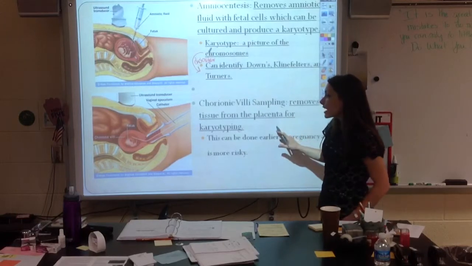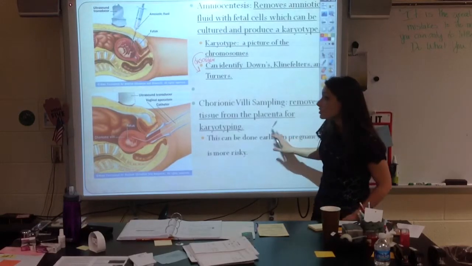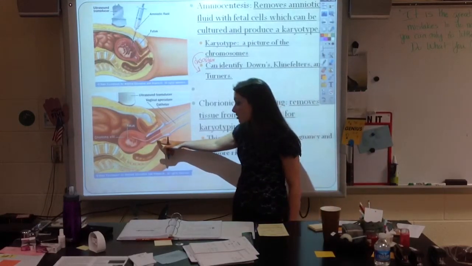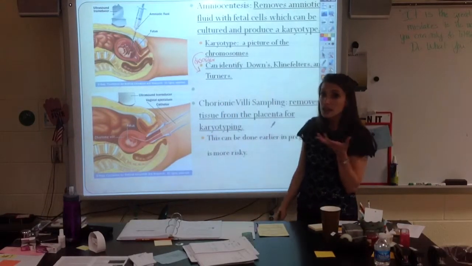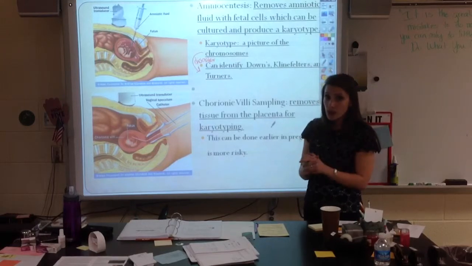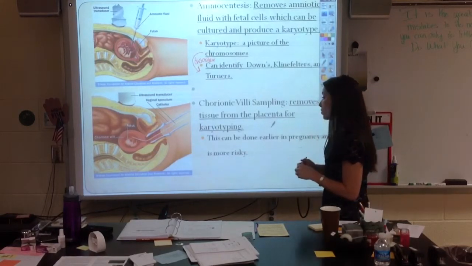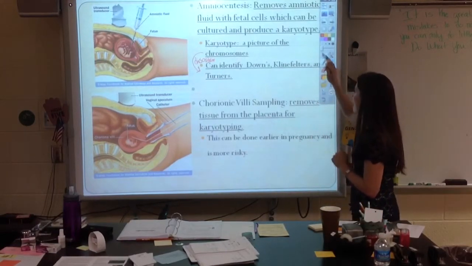You can also do chorionic villi sampling. You can do this when the fetus is a lot younger. It's where you're going to take some of the surrounding tissue from around the baby. It is a little bit more dangerous if you do that.